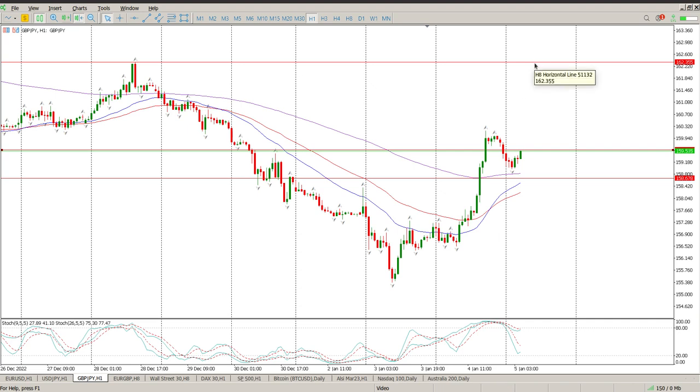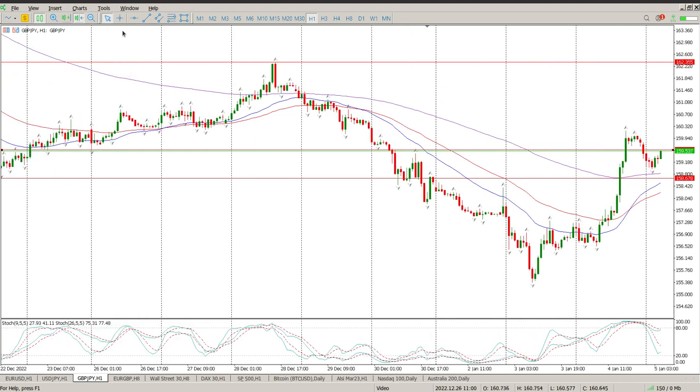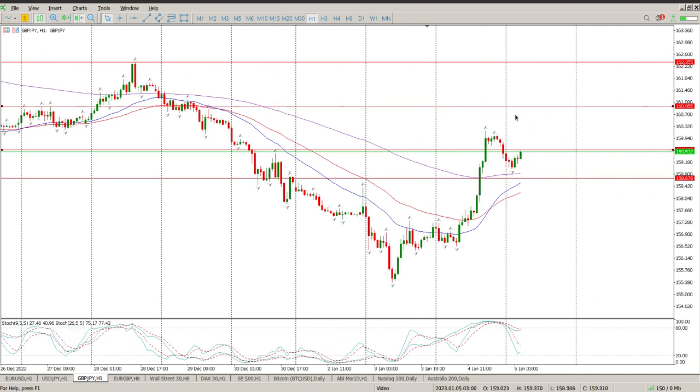Look, we're looking for 162.355, but every single tail here from this point onwards, which is 169.55, is going to offer resistance. So it could be a short-lived move, or it could accelerate through depending on what happens.